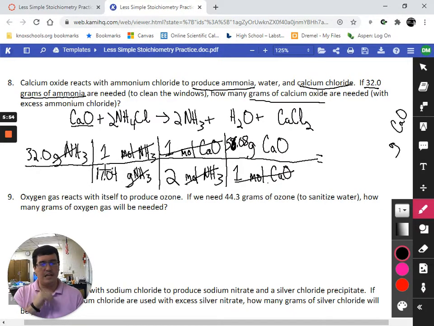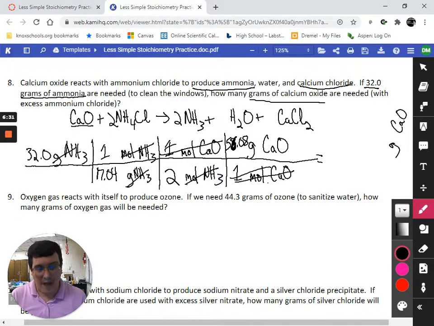Now all I got to do is plug all these numbers in. So I'm going to take 32 times 1 times 56.08 divided by 17.04 divided by 2, and we cross this one out because there's another one up there, so we don't have to worry about that. So that's what I'm going to plug in right now into my calculator. Oh, man, I'm never going to be able to get this in that little screen. Oh, well. Anyways, 32 times 1 times 56.08 divided by 17.04 divided by 2, right?